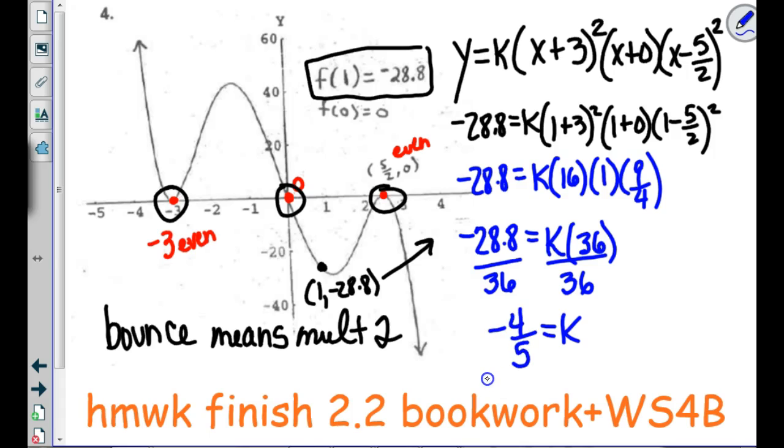A decimal, -0.8 would have been fine too, as long as it's exact. You just don't want some long repeating or crazy decimal because that won't work. So where's our final answer? Yeah, we got to go way back up here and erase this k or rewrite it and put in a -4/5 for our stretch.